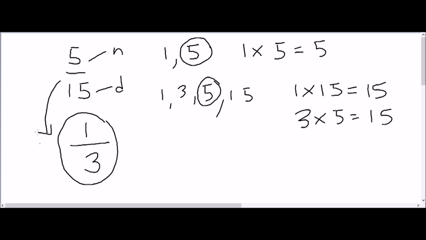of 5 over 15. Now can we further simplify 1 over 3 or 1/3? No, we can't. Using whole numbers we can't. So that's the answer, that's the simplified form, 1 over 3 or 1/3.